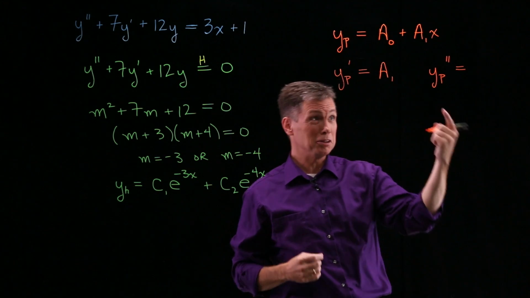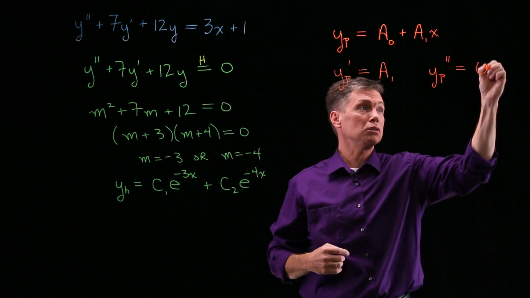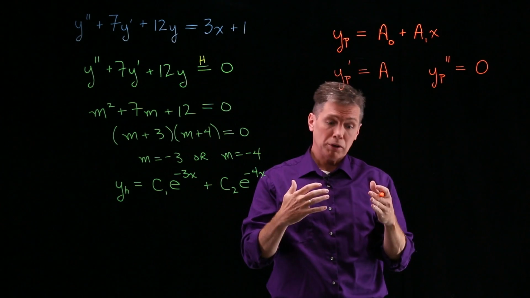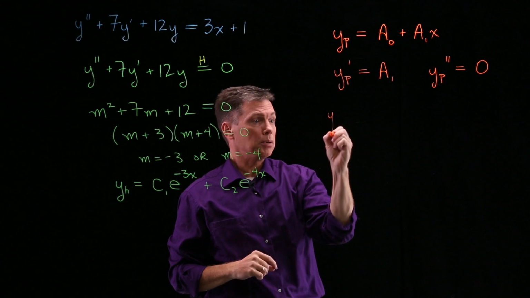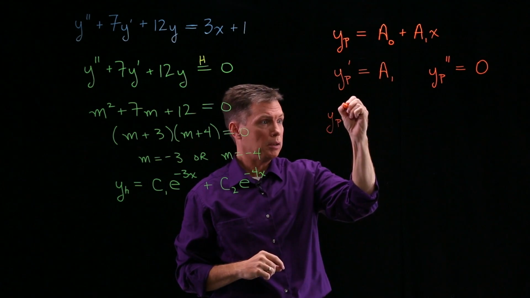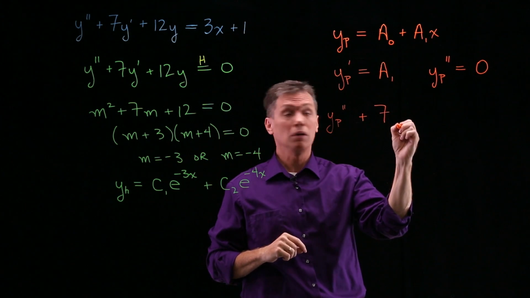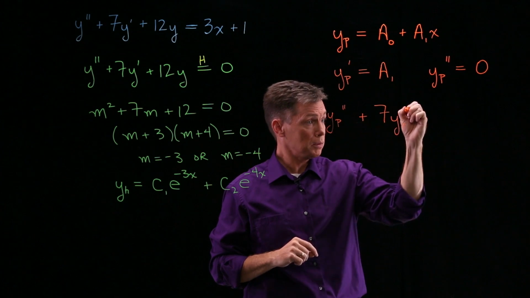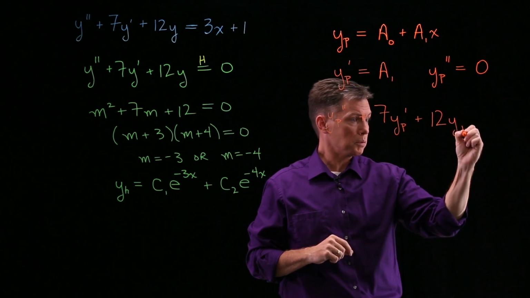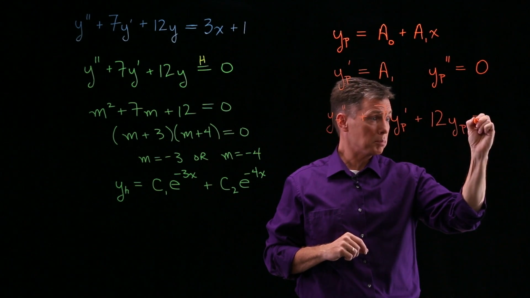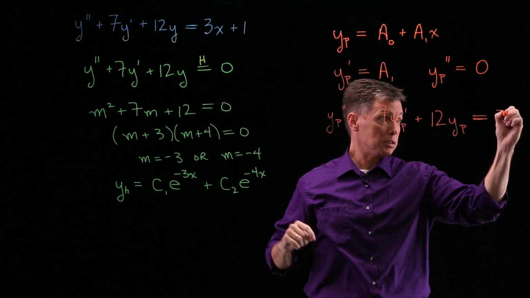Okay? And that's even easier to differentiate because the y prime was a constant, your a's are constants, so your derivative is 0. Okay, good. Now what I do with that information is I go back to the original, but I'm going to put a sub p everywhere. So y double prime sub p plus 7y sub p single prime plus 12y sub p. And we know from the given problem, the given equation, that that has to equal 3x plus 1. Right?